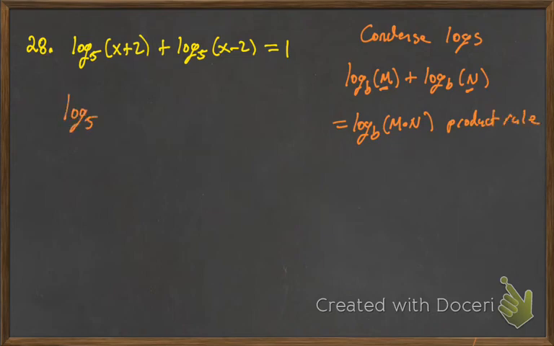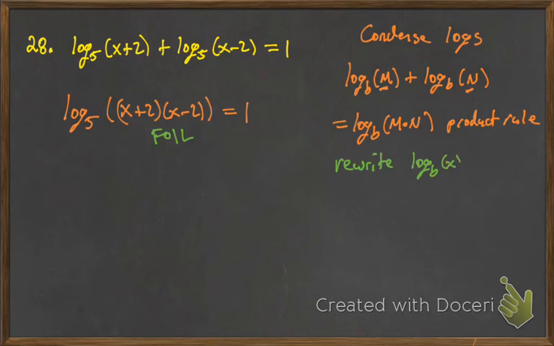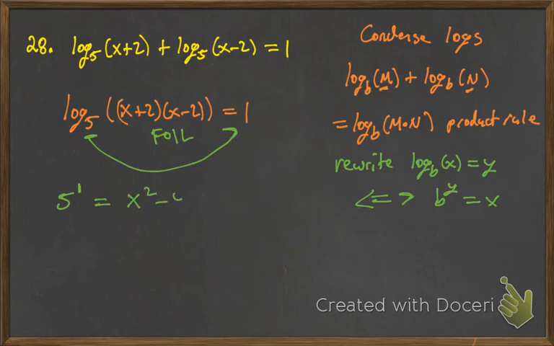So this becomes log base 5 of x plus 2 in parentheses times x minus 2, and then equals 1. And then we'll go ahead and FOIL the x plus 2 and x minus 2, and then we're going to rewrite. It is a log on one side, so that's going to be b to the y power equals x, or in this case, 5 to the first power is equal to x squared minus 4 after you FOIL x plus 2 and x minus 2. So you have to FOIL that first.